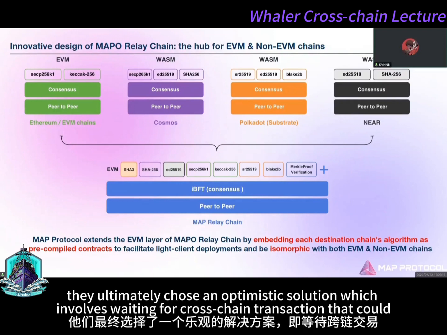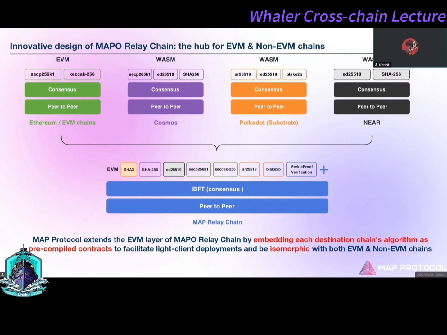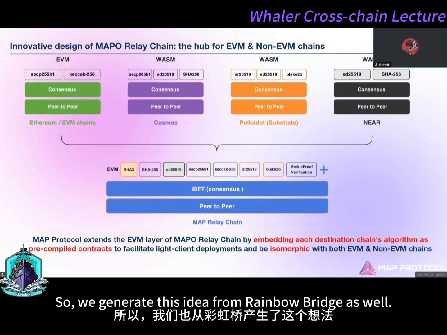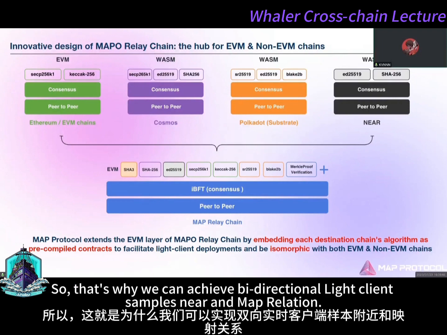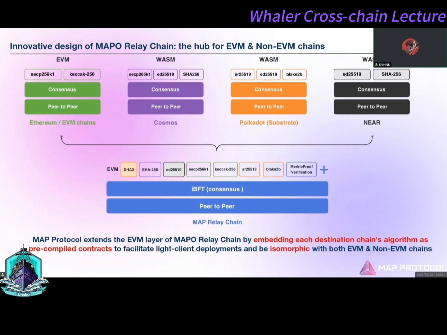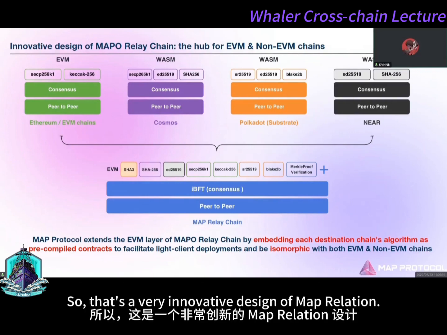As a result, they ultimately chose an optimistic solution, which involves waiting for cross-chain transactions that could take up to 24 hours. We generated this idea from Rainbow Bridge as well. That's why we pre-compile ED25519 on top of the Map relay chain. That's why we can achieve bidirectional light clients on both Near and the Map relay chain. So that's our innovative design of the Map relay chain.